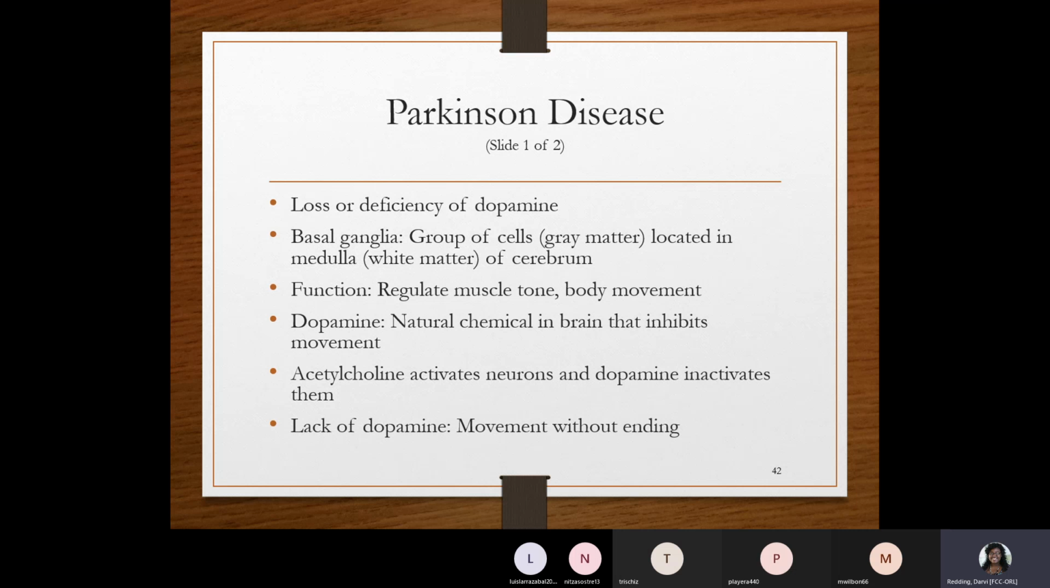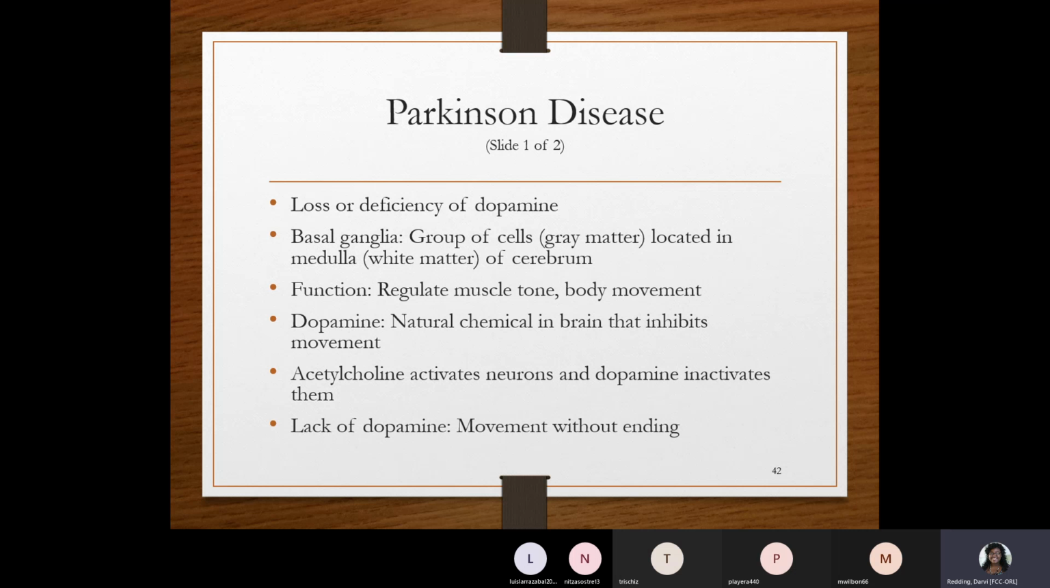The abbreviation for Parkinson's disease is PD. With Parkinson's disease, it's a loss or a deficiency of dopamine. Inside of our brains, we have our serotonin levels, we have our dopamine, and with a person experiencing Parkinson's disease, there's a loss or a deficiency of dopamine. And so there is an effect on the basal ganglia, which is the group of cells located in the medulla, which is considered the white matter of the cerebrum.